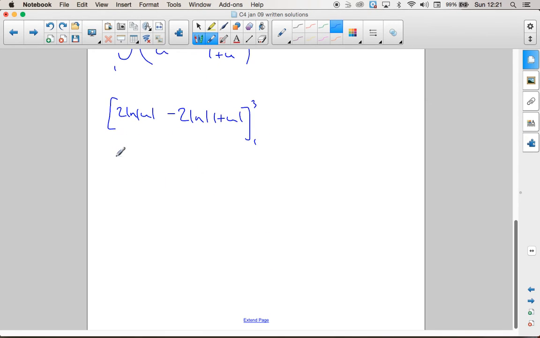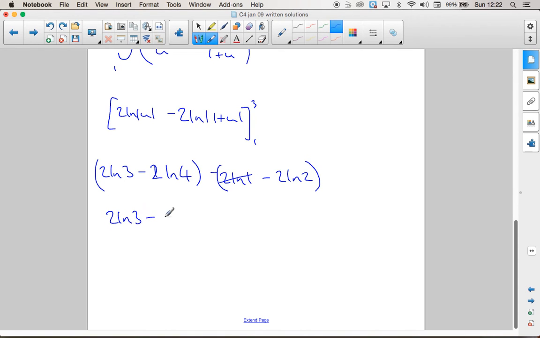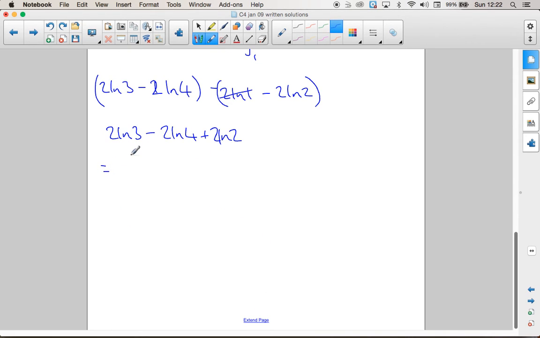Now if we substitute our values in, we're going to have 2 ln 3, take away 2 ln 4, minus 2 ln 1, minus 2 ln 2. 2 ln 1 is 0, so we've got 2 ln 3 take 2 ln 4 plus 2 ln 2.